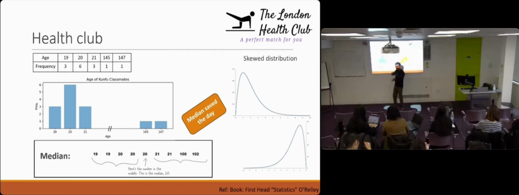Yes? But wouldn't it be the same problem for like 19, 20, 21, 38, and then 60, 61? The middle still comes 38. Yeah, so if they are almost equal.